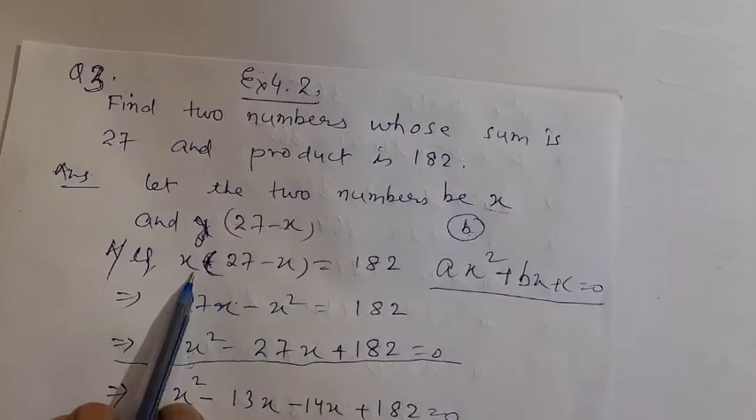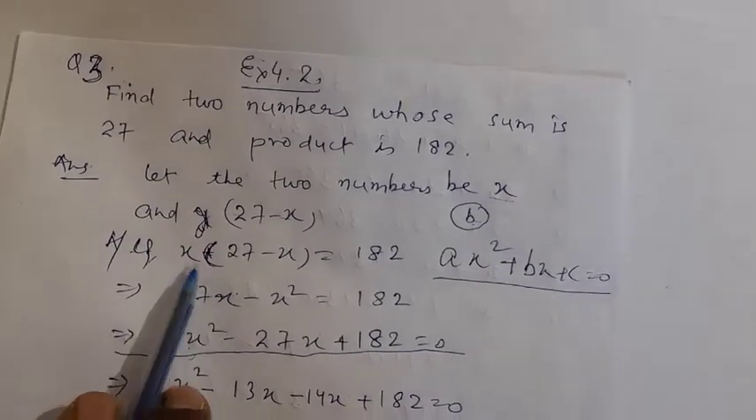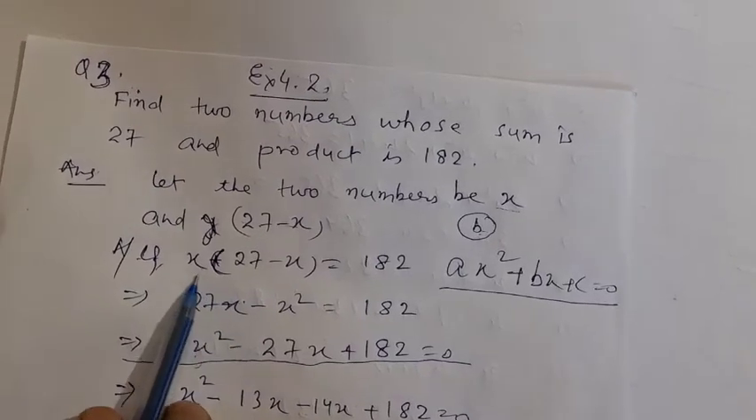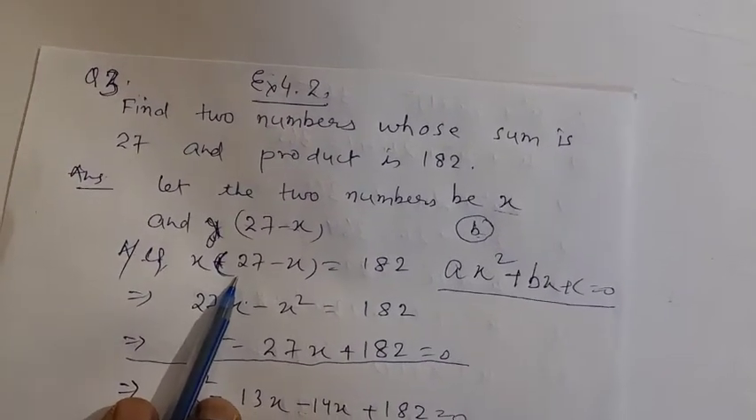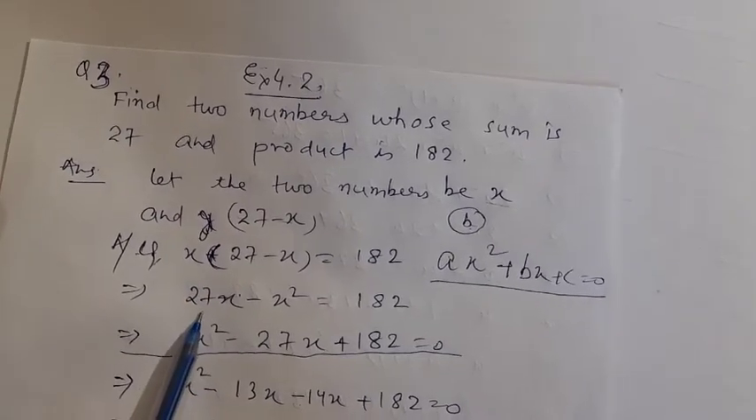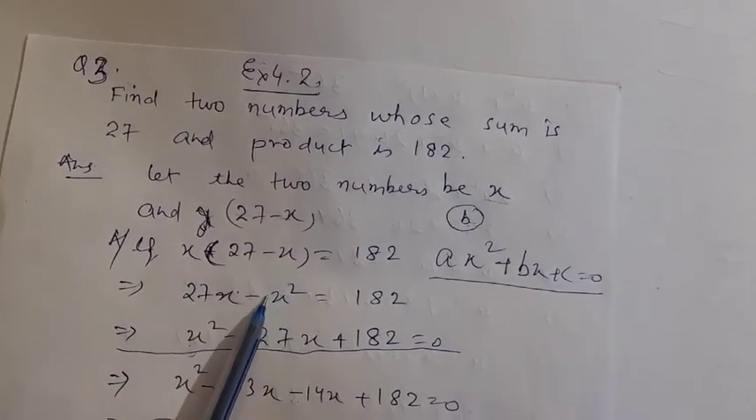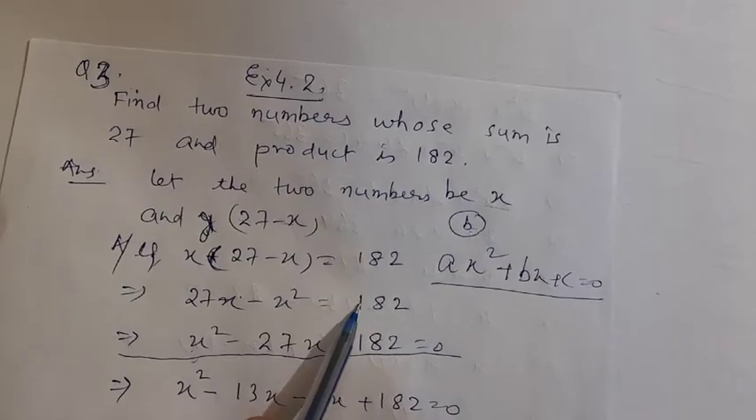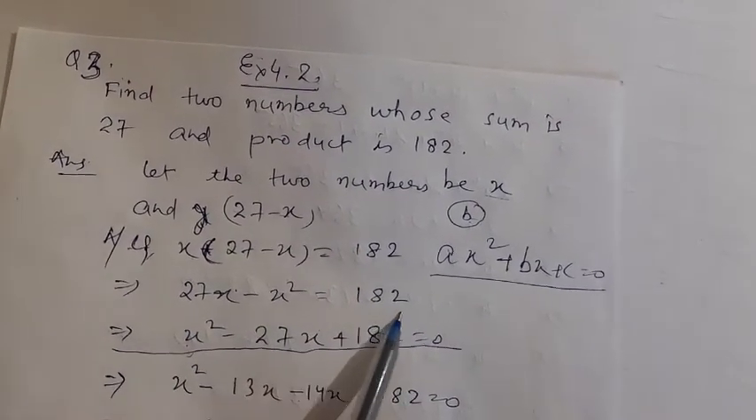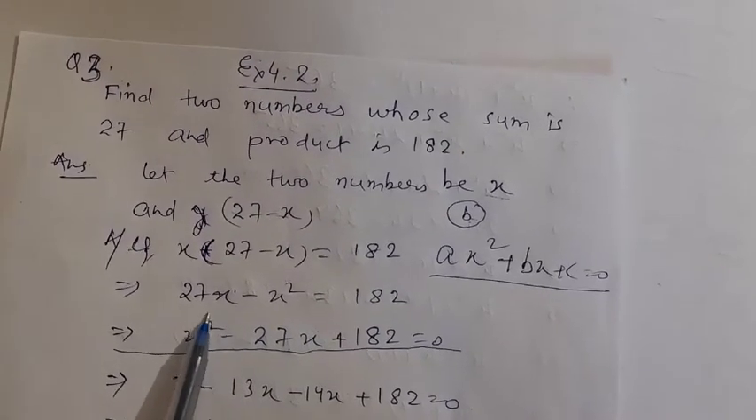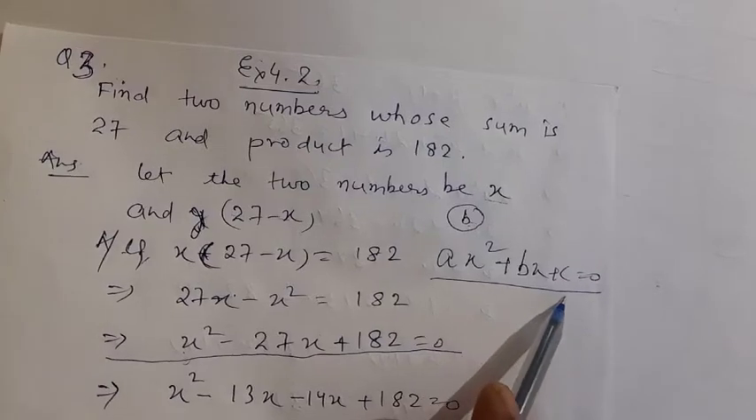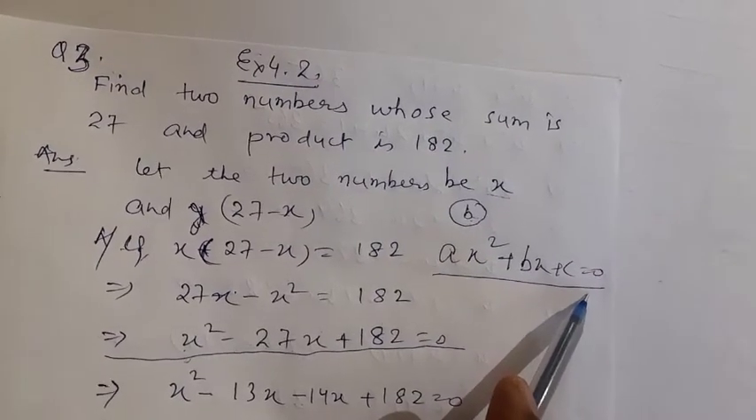Now we will multiply this x to each term inside the bracket, that is 27 minus x. It becomes 27x minus x square is equal to 182. But to express it in the form of a quadratic equation, we have to put it in this form: ax square plus bx plus c is equal to 0.